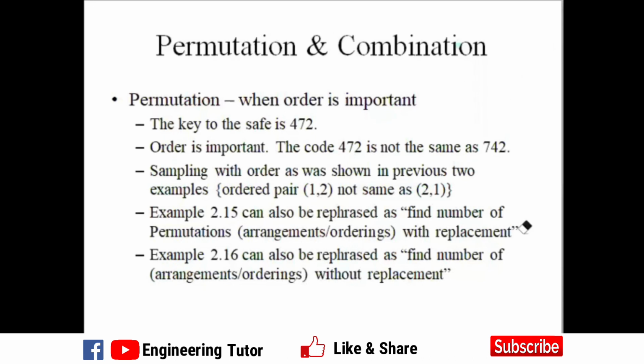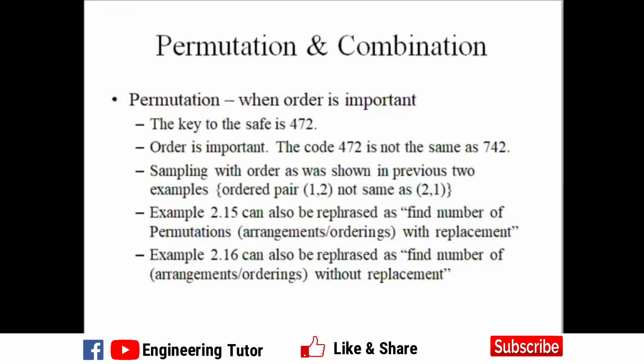Okay. Sampling with order, as was shown in the previous example, order 1 2 is not the same as 2 1. This is a case of permutation. Example 2.15 can also be rephrased as: find the number of permutations. The previous cases in which order is important are cases of permutation, and similarly example 2 can also be phrased as finding the number of arrangements, ordered, without replacement. So whatever we have done previously are cases of permutation.